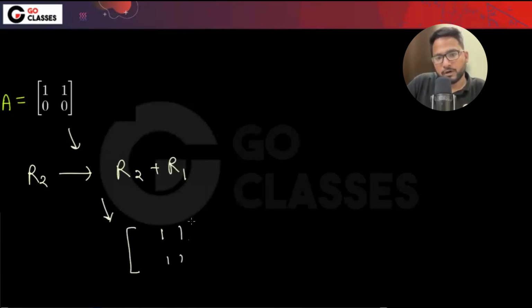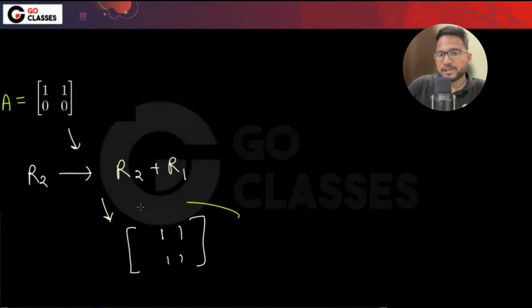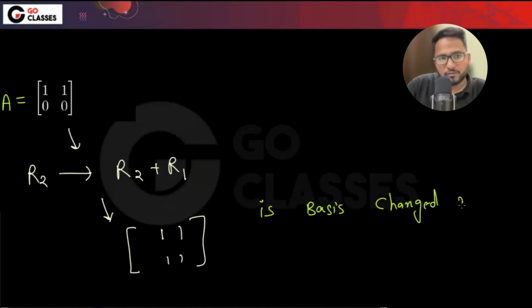1 1 1 1, isn't it? Now you tell me, have we changed the row space? Have we changed the basis vectors of the row space, or the row space itself? Is the basis changed now? I mean, whatever the basis was, has it changed now? What do you think? No, right?